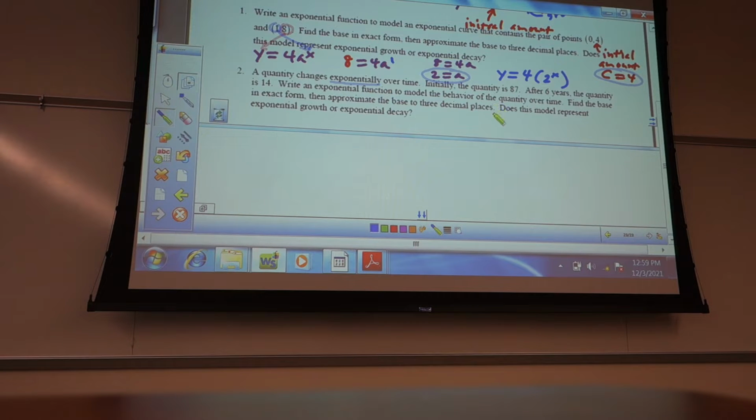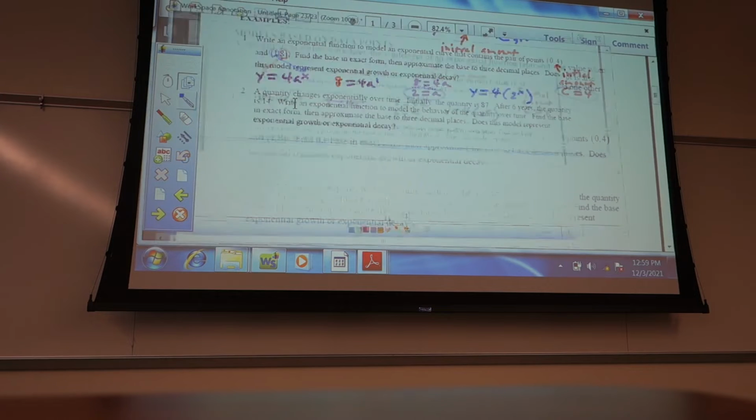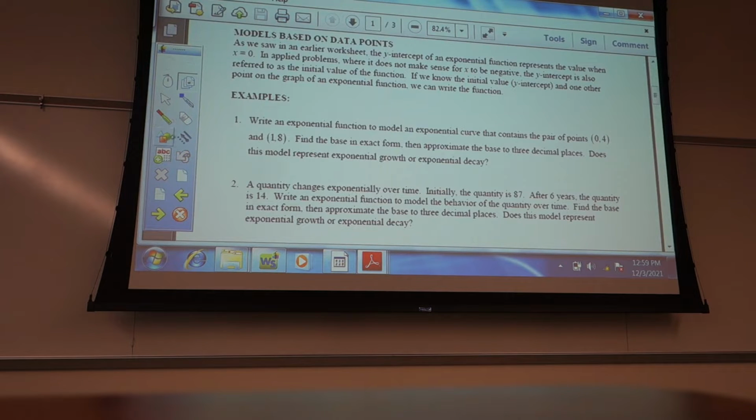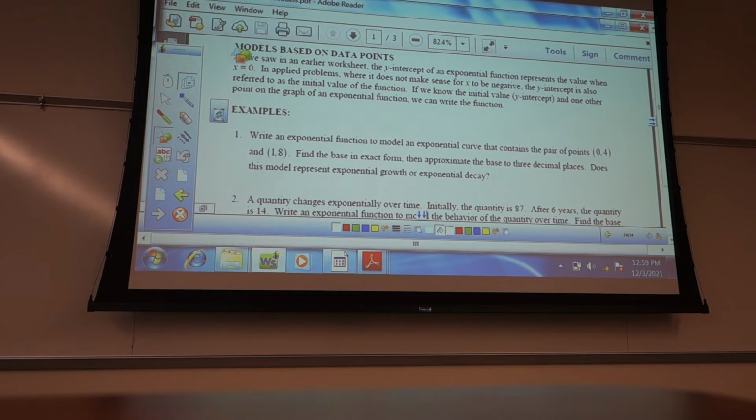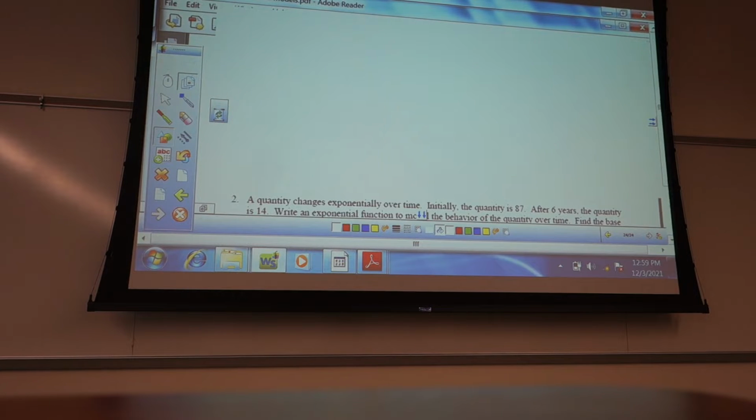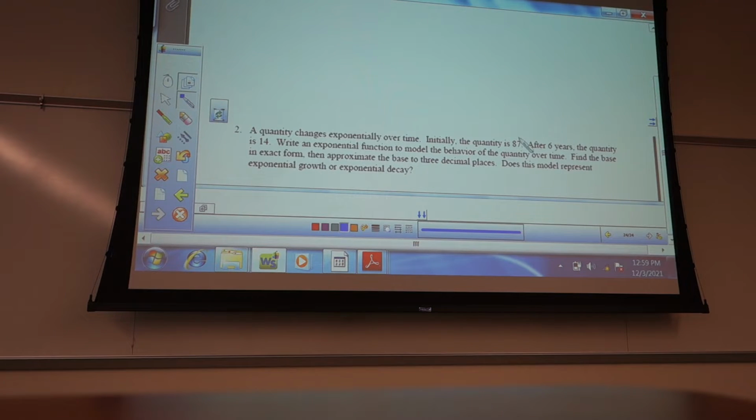Initially, the quantity is 87. What does that tell me? C equals 87. Perfect. After 6 years, the quantity is 14. So now, this goes together. That means I have another point. What's my other point? 6, 14.